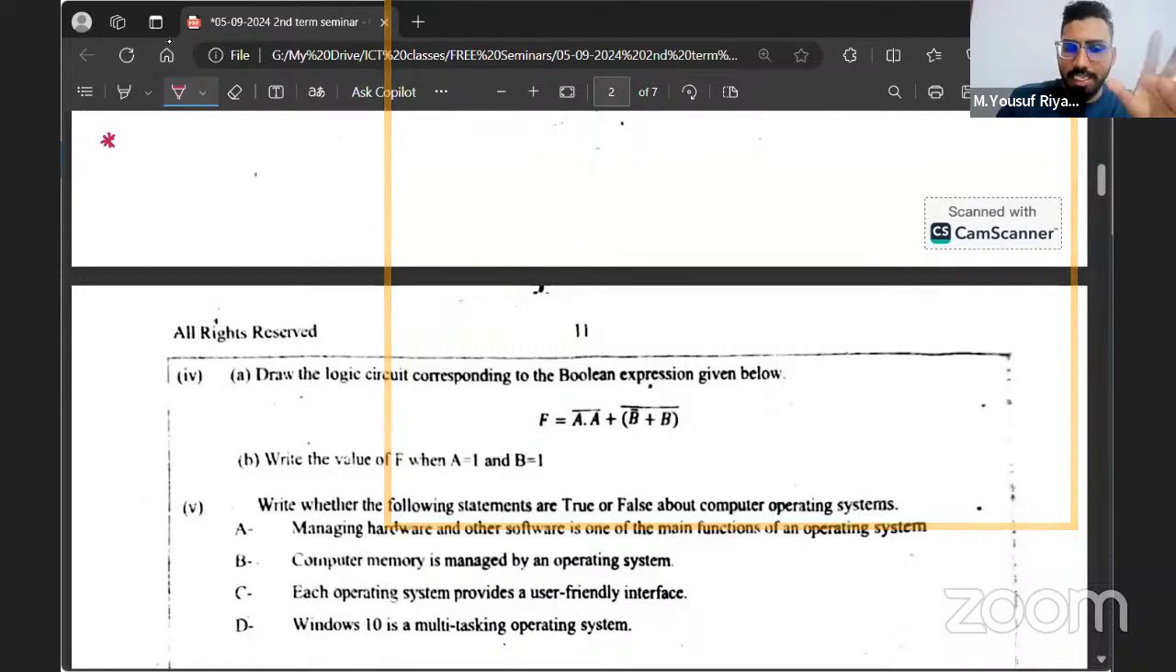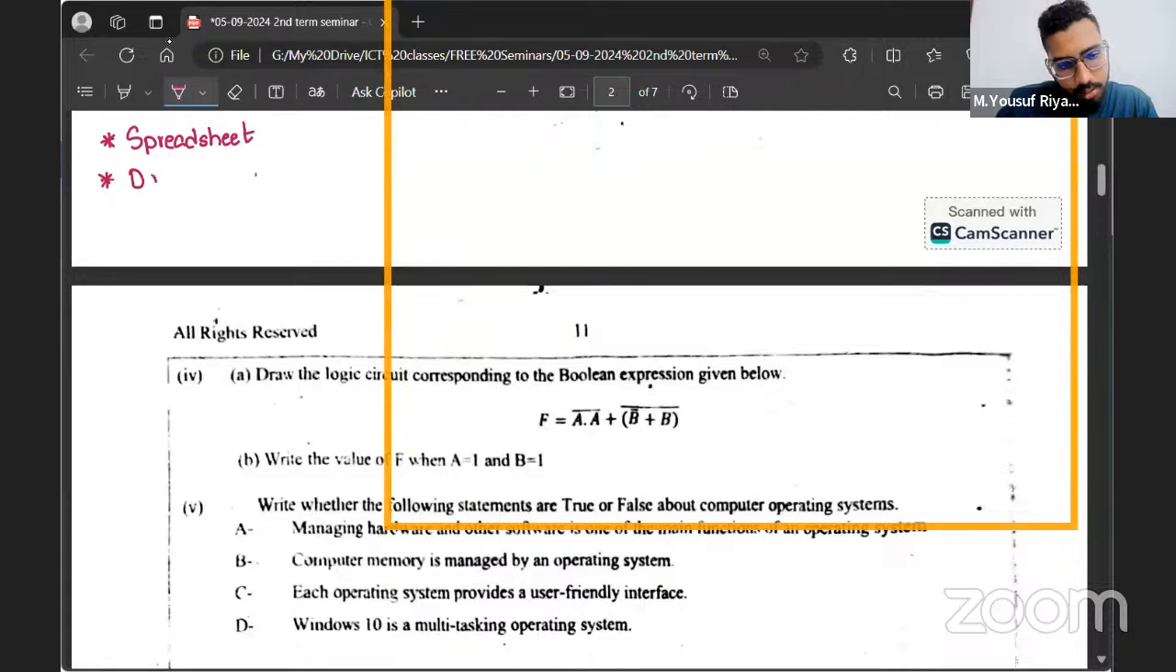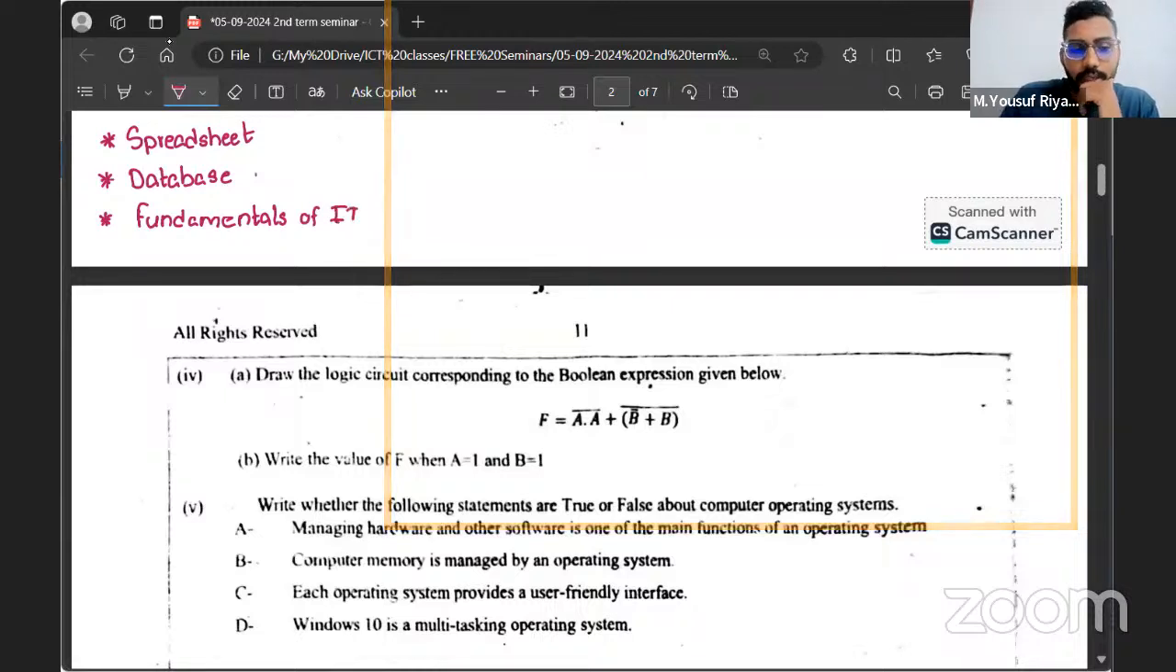In grade 10, there are some significant lessons. For example, there is the lesson called spreadsheet, there is the lesson called database, and there is the second lesson called fundamentals of IT. These are some of the grade 10 lessons that play a very big role in terms of the exam.